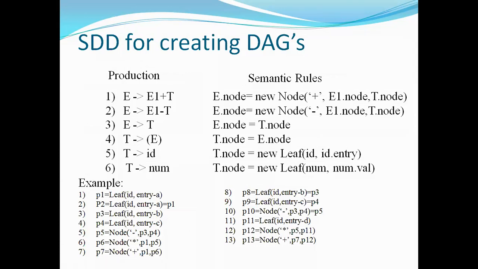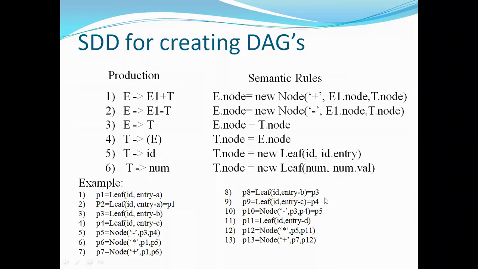Why? Because I am eliminating the duplicates, which means here I am creating the syntax directed definition for the DAGs, right? Not for the syntax tree, for the DAGs. If I am creating for the syntax tree, then I will not use these existing pointer numbers. To eliminate the duplicate sub expressions, that is to eliminate the common sub expressions, we are using the already existing pointer numbers here.